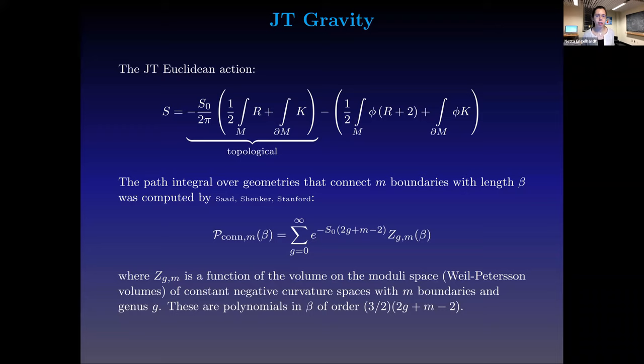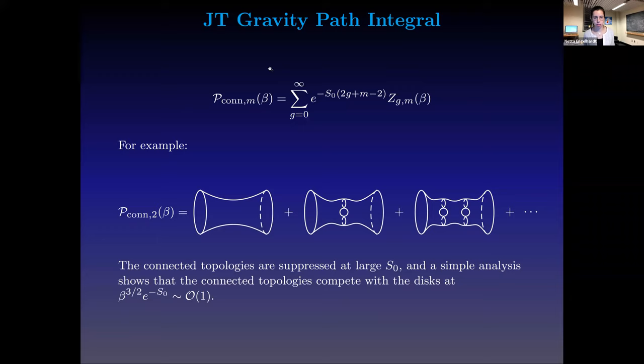All right, so let's just parse this a little bit. We can write down this gravitational path integral that connects two boundaries. So we have this trumpet, and then we have higher genus corrections to the trumpet, for example. Now, the connected topologies are suppressed at large S naught. So I think this is beginning to answer some of the earlier questions. You can do a simple analysis and show that at low temperatures, the connected topologies are going to compete with the disks, basically when beta^{3/2} e^{-S_0} becomes order one.